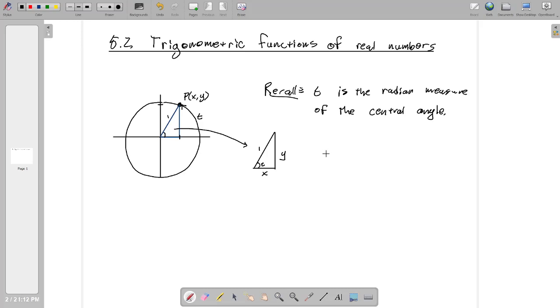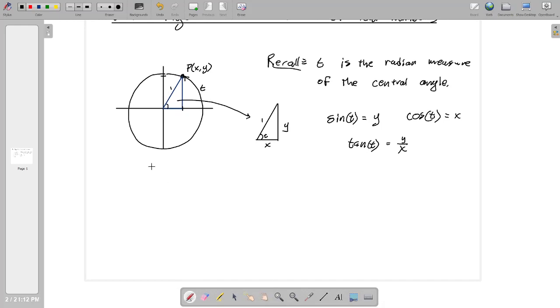Now the next thing I'm going to do is give you the sine, cosine, and tangent of this angle t. Sine of t is opposite over hypotenuse, y over 1. Cosine of t is adjacent over hypotenuse, so x over 1. And tangent of t is opposite over adjacent, y over x. Having these three functions will allow us to get the other three as well: cosecant, secant, and cotangent. That's what I'm going to give you right here.